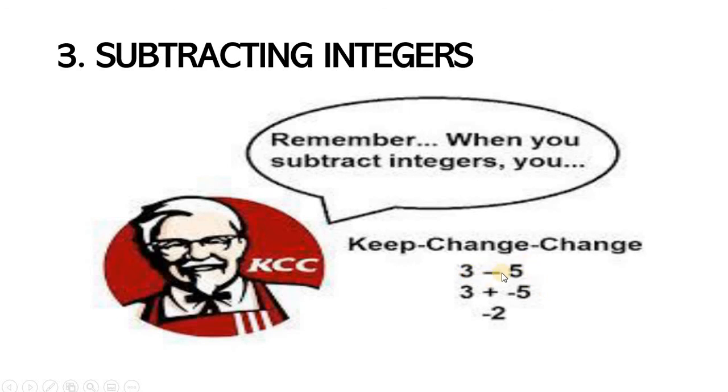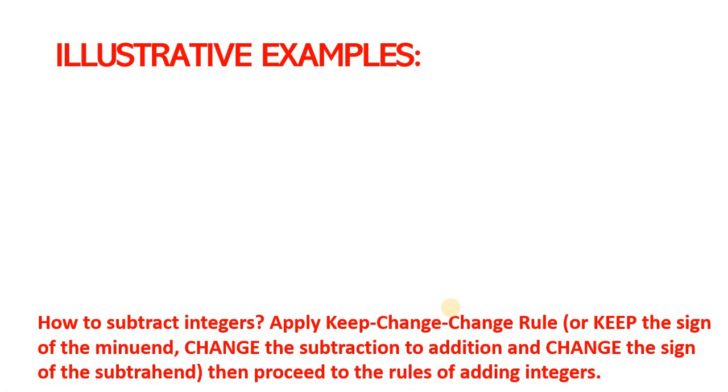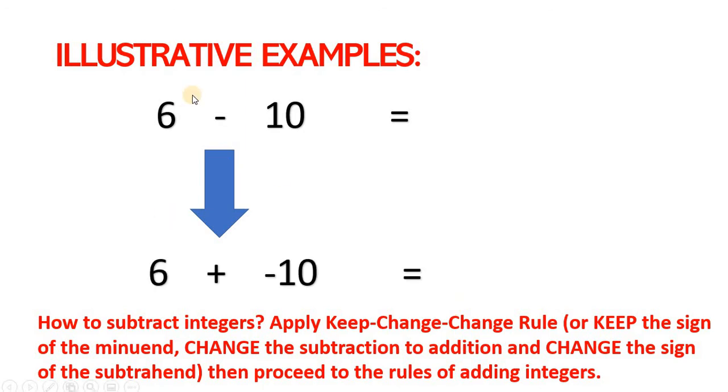Okay? So, for this, yung 3 minus 5, magiging 3 plus negative 5. Okay? Then, we will now proceed to the addition of integers. So, 3 plus negative 5 is equal to negative 2. Okay. Let's have illustrative examples. 6 minus 10. So, using the KCC rule or the keep change rule, keep the sign of the minuend, change the subtraction to addition, and then change the sign of the subtrahend. So, kung ito ay positive, magiging negative.